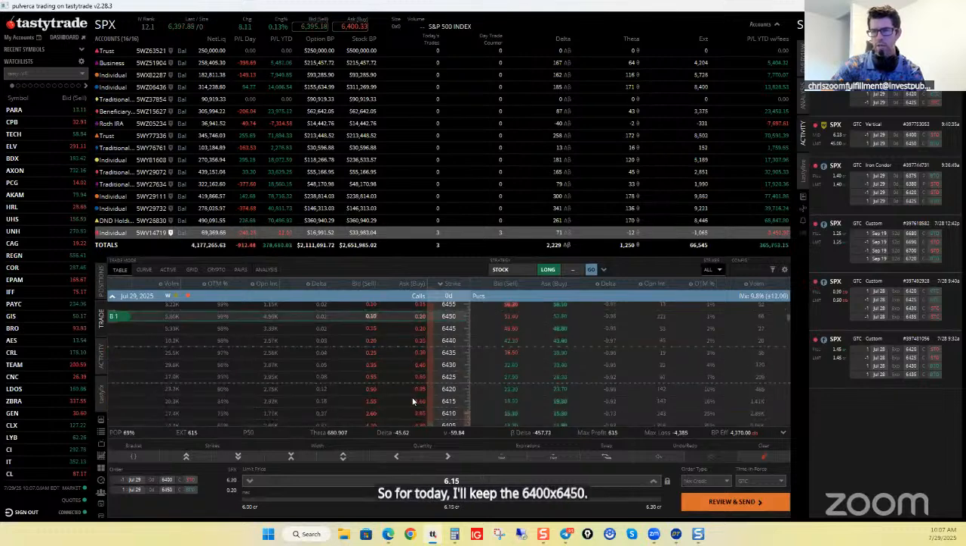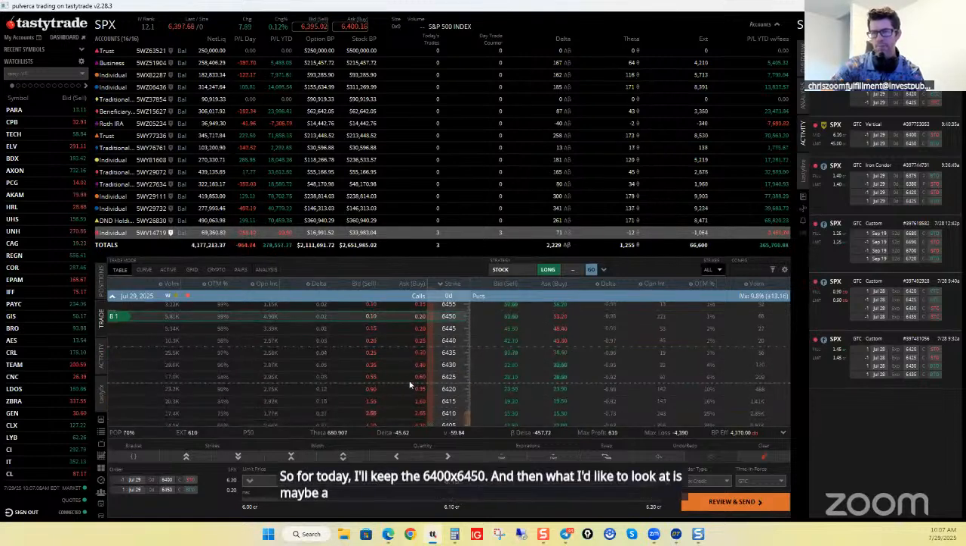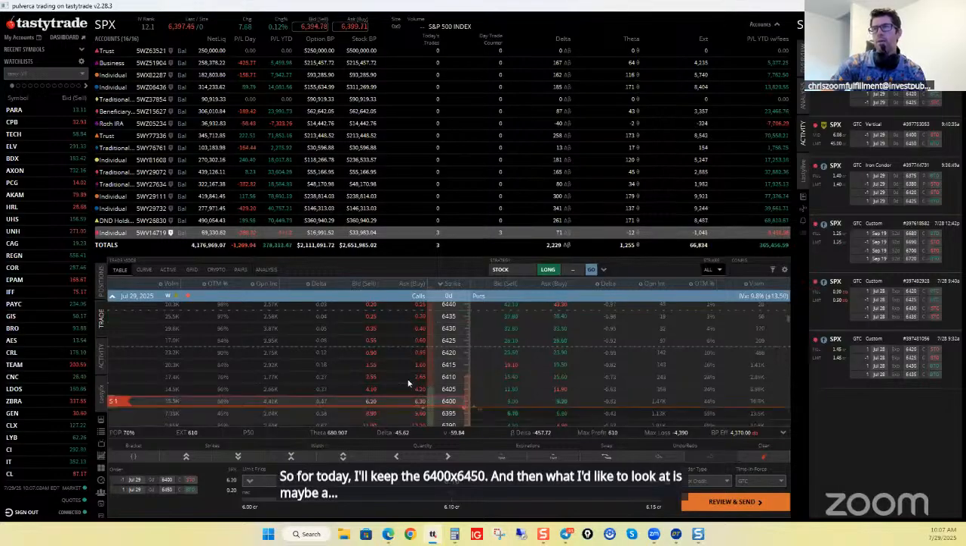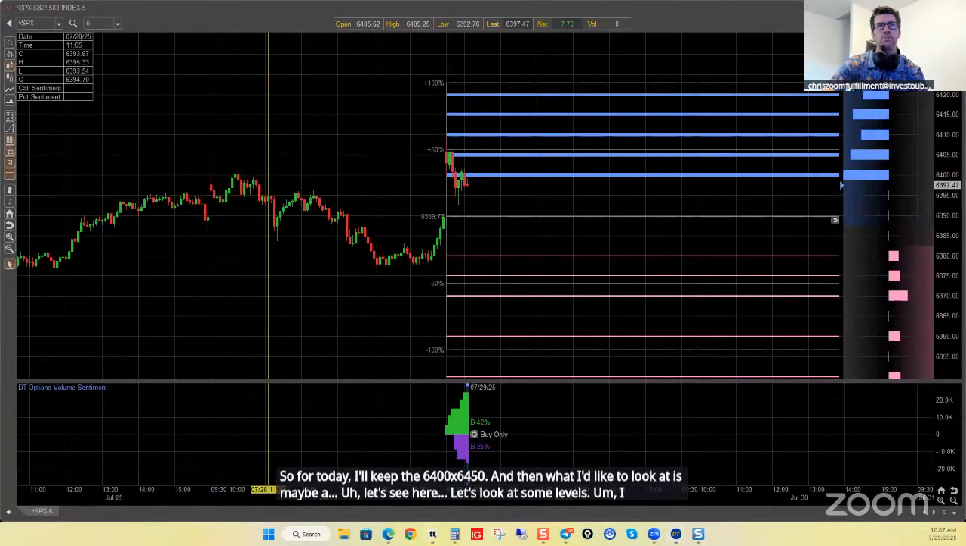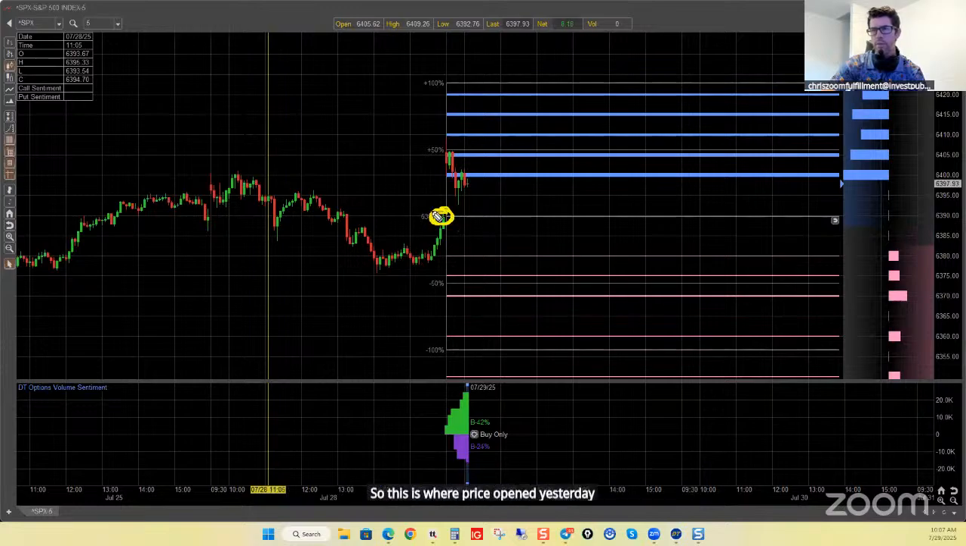And then what I'd like to look at is maybe, let's see here. Let's look at some levels. I want to just talk through some ATR stuff today. So this is where price opened yesterday. Okay. According to this price action here, we just hit the 50% ATR.